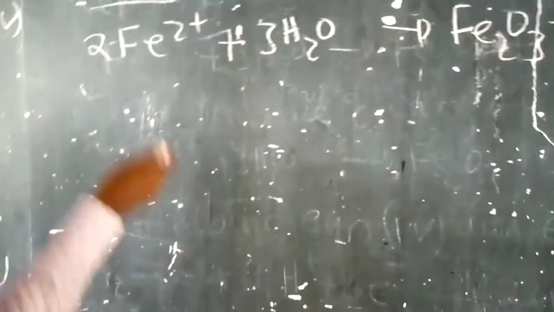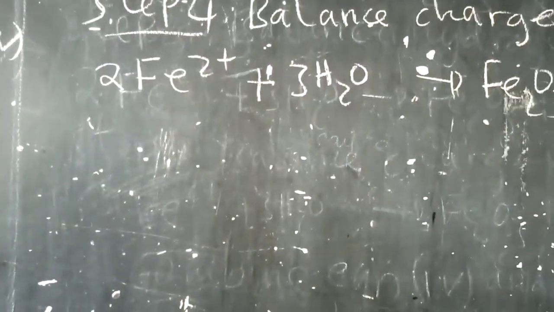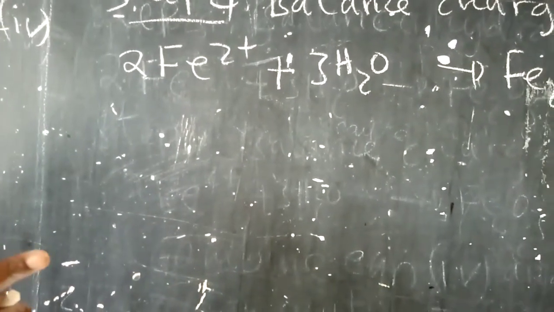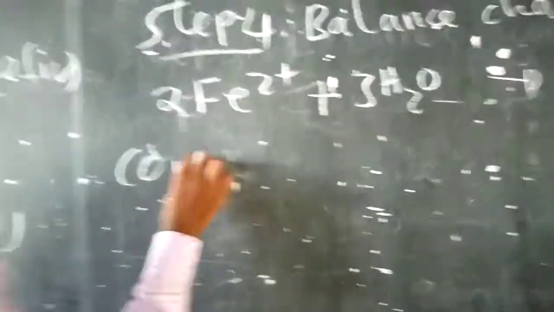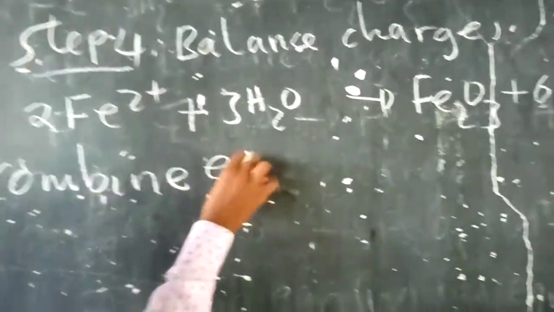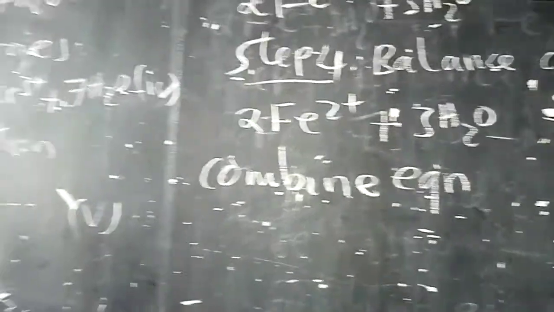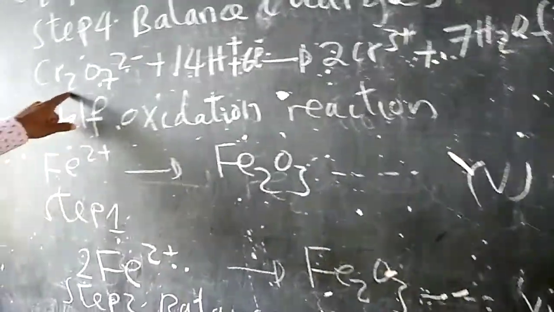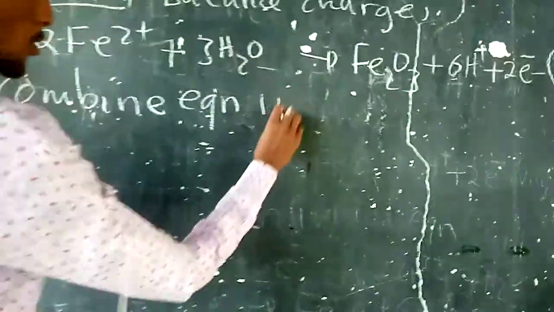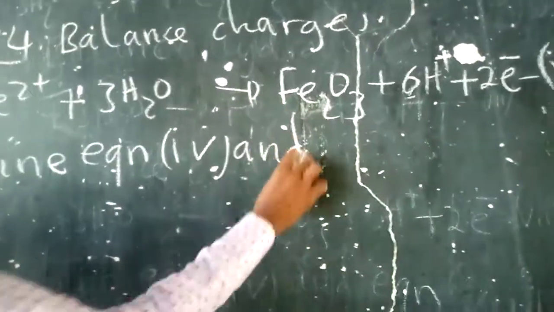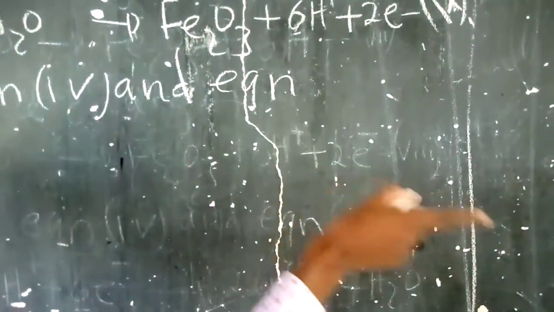So this is the half oxidation reaction. Now we are going to combine the half reduction reaction and the half oxidation reaction. Combine the half reduction reaction, which is this one, equation 4, and the half oxidation reaction, equation 9, to get the overall equation.